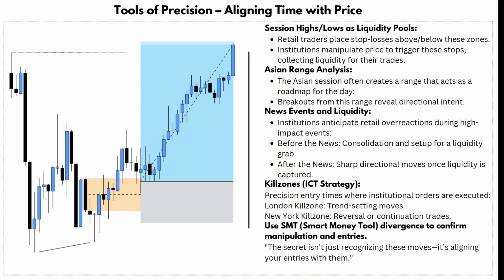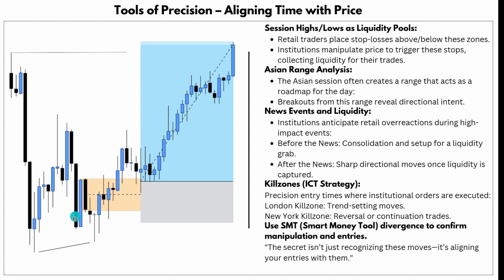For the London session, it sets up for the trend setting moves. And then the New York kill zone sets up for the reversals or the continuations, like we stated in the prior slide. Then we can use our SMT, our smart money tool, for divergences to confirm manipulations in entries with correlated pairs. The secret isn't just recognizing these moves, it's aligning your entries with them.